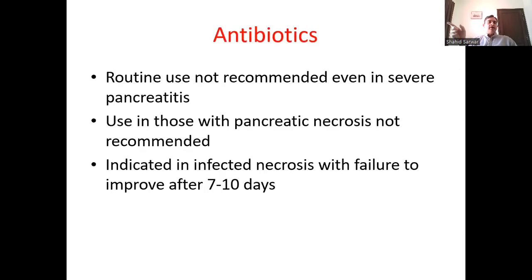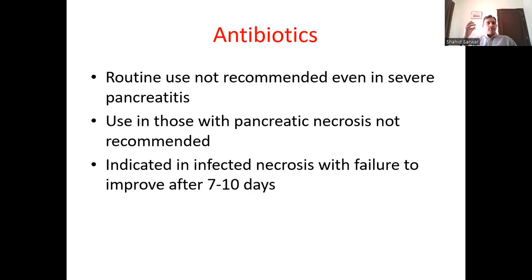No, it is strongly discouraged. Fever and high TLC in the initial part of pancreatitis are evidence of inflammation. It's not evidence of infection. Antibiotics are only used in patients who have developed infected necrosis, not even in sterile necrosis.